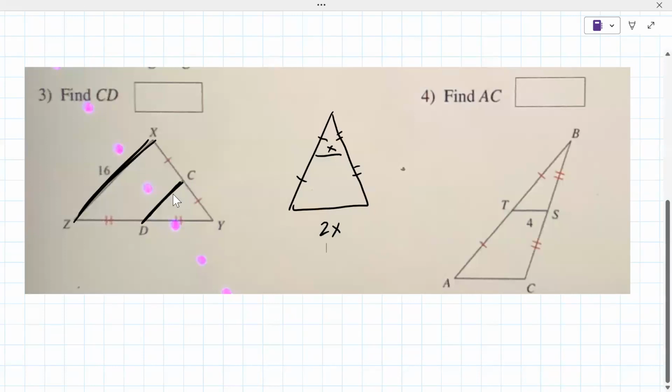It depends on your perspective. If you're given the one like CD, you double it to get Z. But since you're given XZ, you cut it in half to get the CD. Okay, now I understand what you were asking.